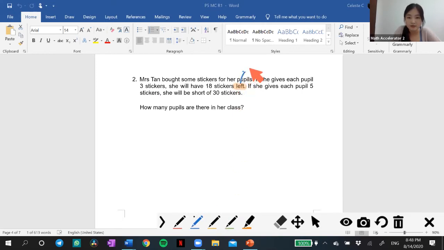Excess. If she gives each pupil 5 stickers, she'll be short of 30 stickers. So short. Okay, immediately you know it is shortage. How many pupils are there in her class? So let's start with total stickers again.